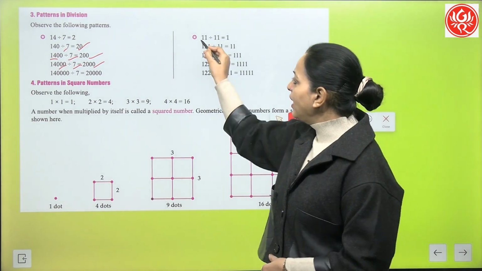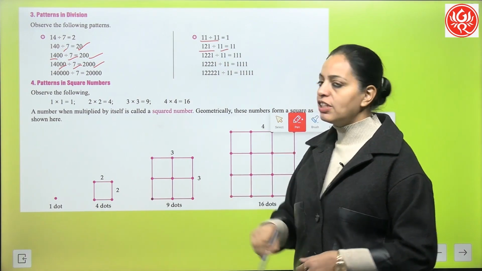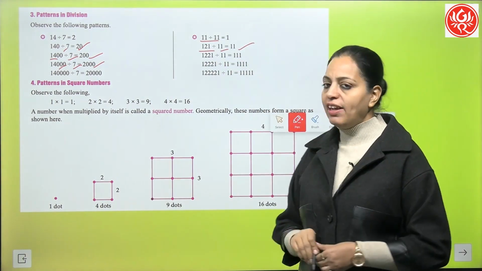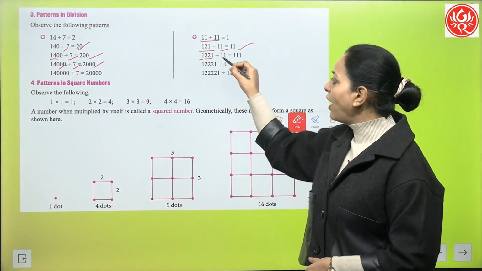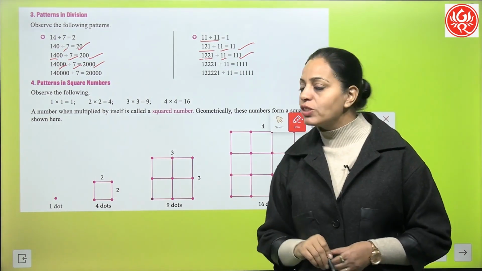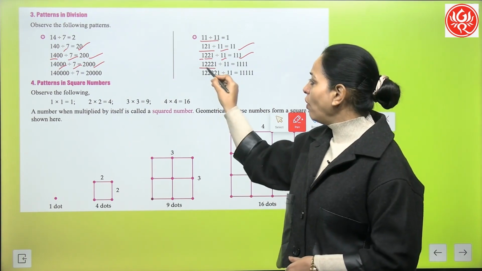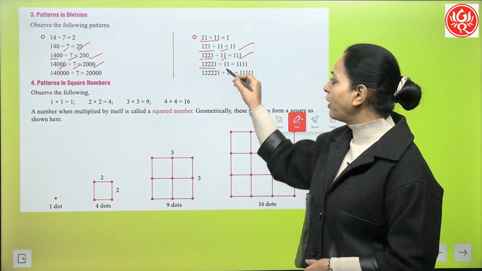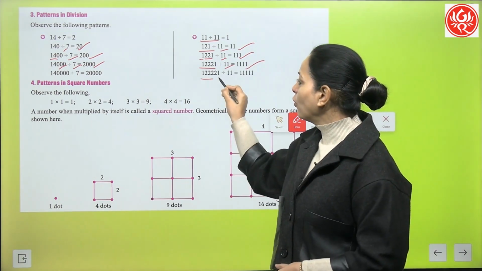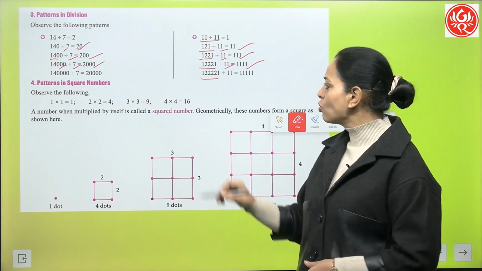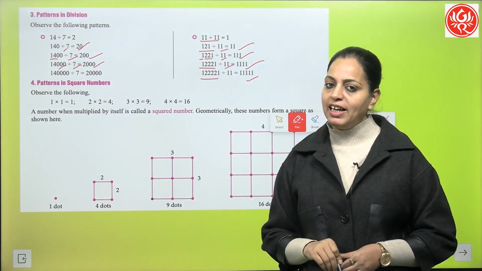Now, the next: 11 divided by 11 is 1. 121 divided by 11 is 11. Then 1221 divided by 11 is 111. Then here we are increasing 2. So 12,221 divided by 11 is 1111, that is 4 times 1. Then here we are increasing 2 again. 4 times 2 divided by 11. So here this is 5 times 1.